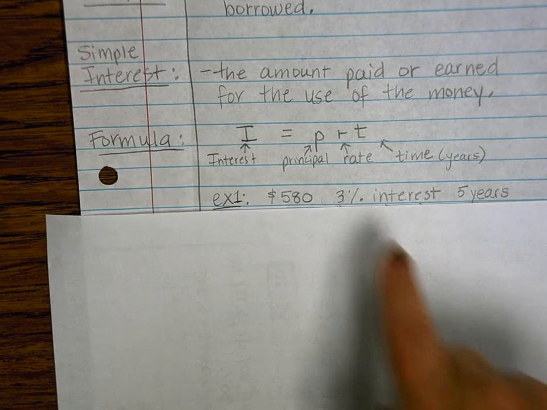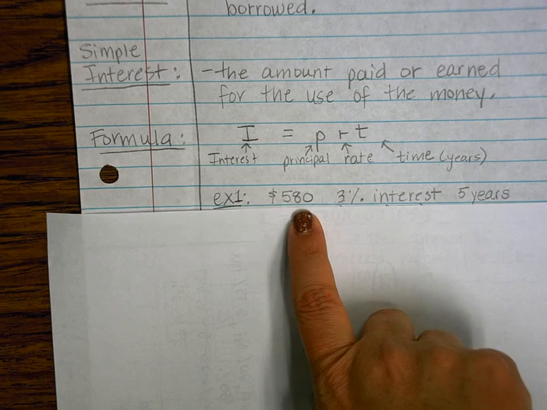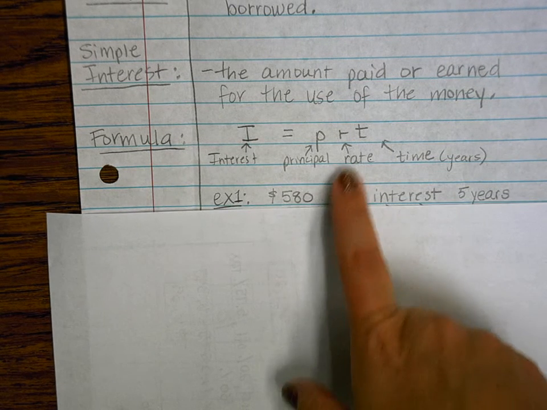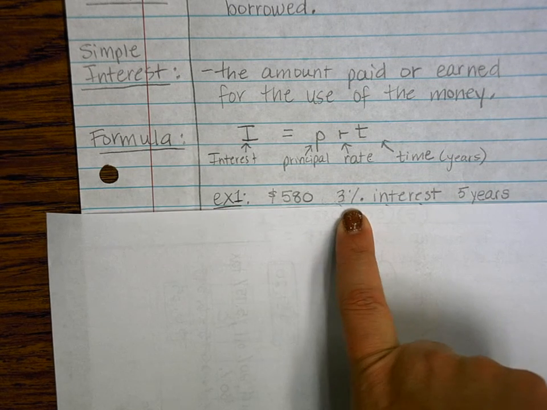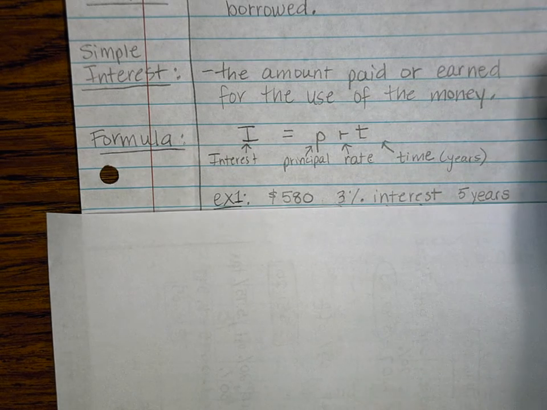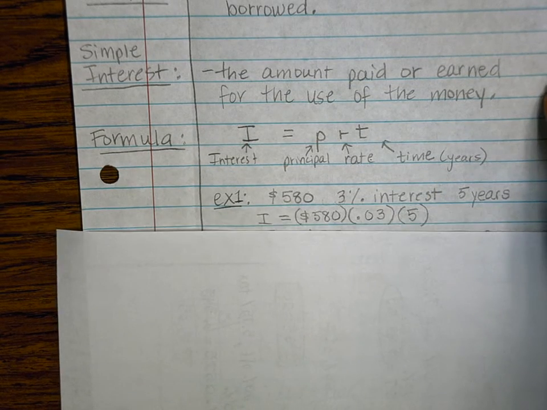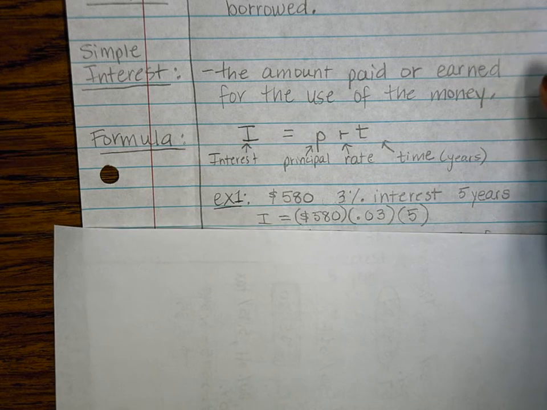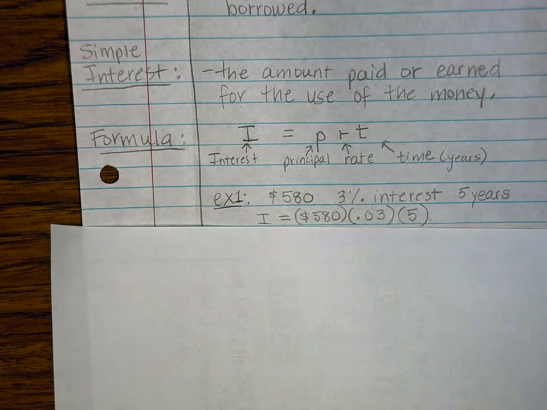So all you have to do is take these numbers and plug them into this PRT formula. P is principal, so that's the 580, right? R, rate, is the 3%, which we have to turn into a decimal. And time is already in years, so we don't have to change that. We just leave it as 5. And here's how I plug it in. I put parentheses so you guys can remember you're multiplying.